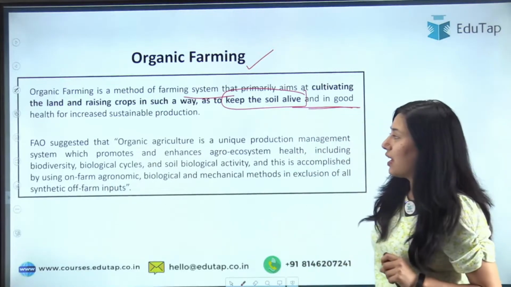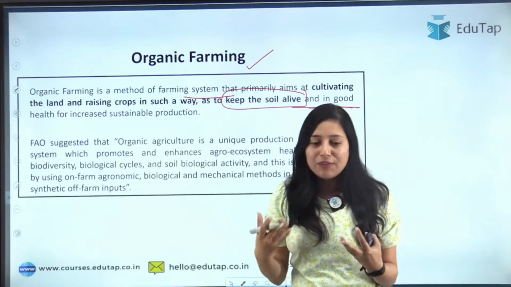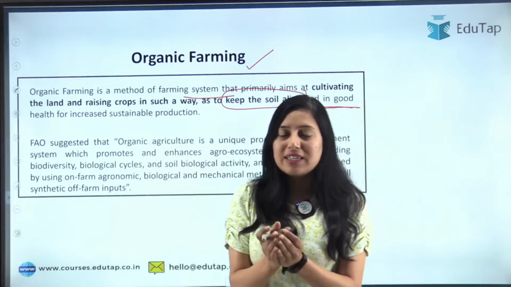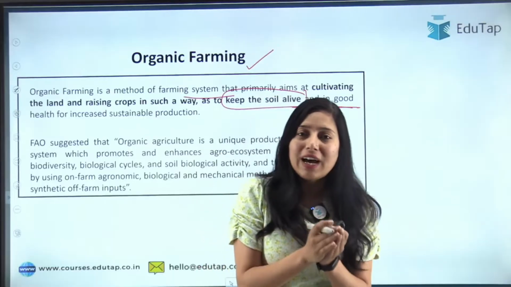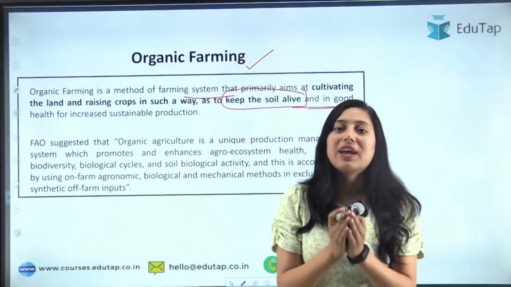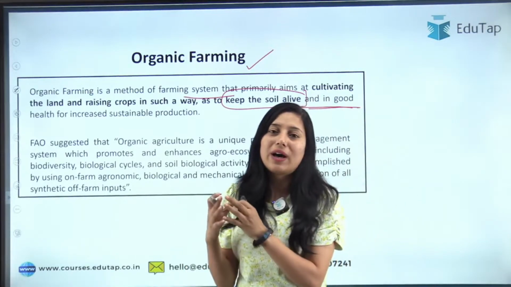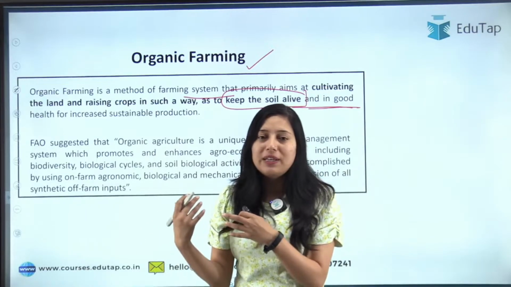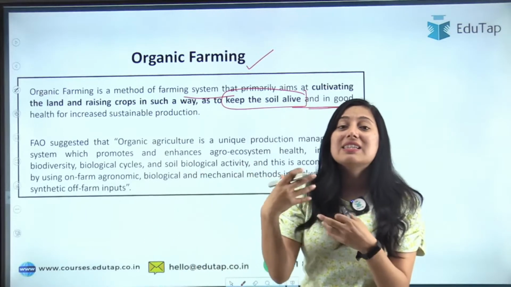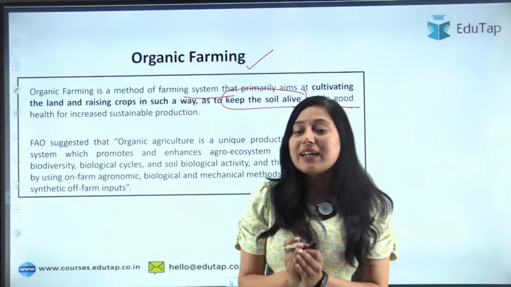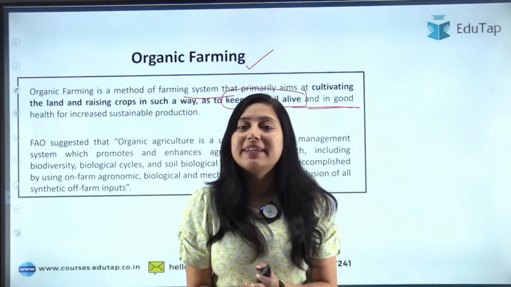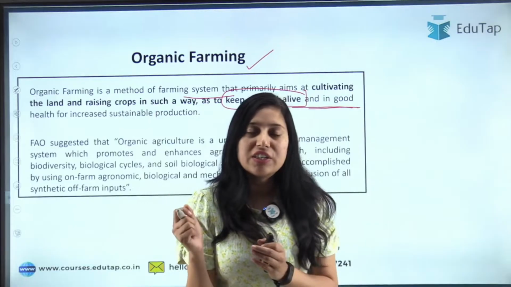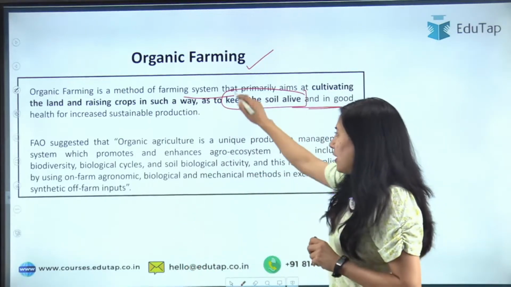And also we have to make a sustainable production way. Organic farming means we have to do farming, we have to do production, we have to meet the food grain requirement of the population, but in a sustainable way, so that we can meet our requirement, as well as not deplete the resources for the future generation. So that is the main aim of organic farming.